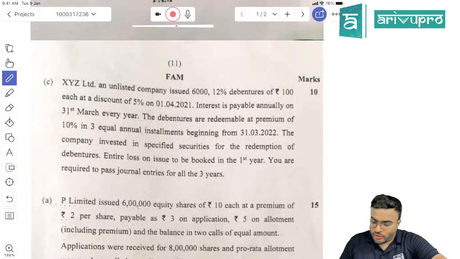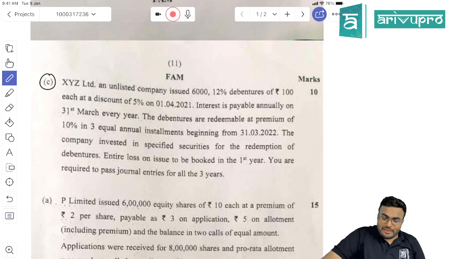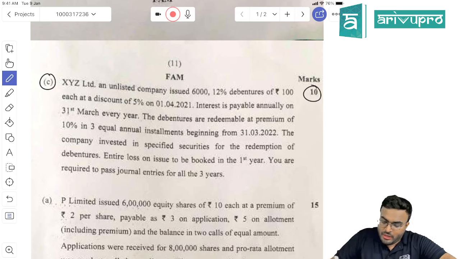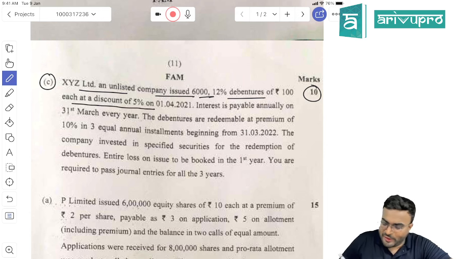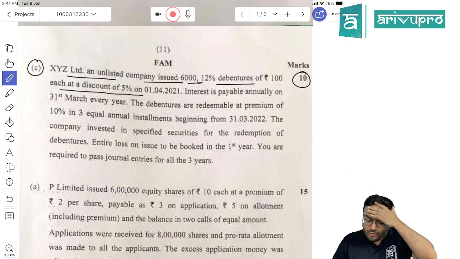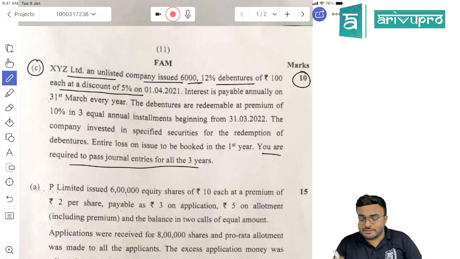Okay, next, third question. Over here, a 10-mark question they have asked. XYZ Limited, an unlisted company, issued 6,000 12% debentures of 100 each at a discount of 5% on 1/4/2021. What did they ask here? You are required to pass journal entries for all the 3 years.